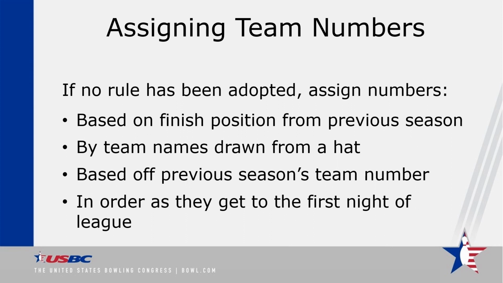You have your materials sorted out and now need numbers to assign to the teams. This can be done various ways. If the league has not adopted a rule on how this is done, the league secretary does have the authority to determine the numbers. There are various ways you can do this. Some of the most common are based on finish position from previous season, team names drawn from a hat, based off of previous season's team number, assigned in order as they get to the first night of league.